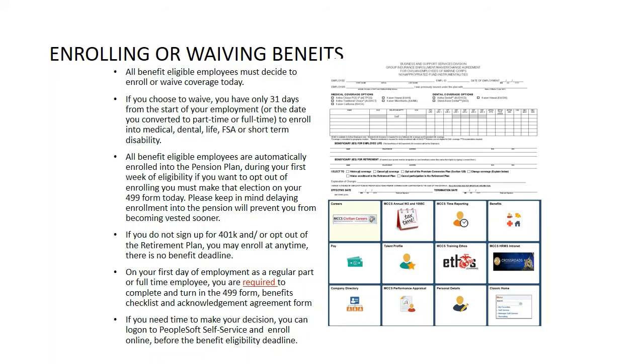If you do not sign up for the 401k or opt out of the retirement plan, you may enroll at any time. There is no benefit deadline. On the first day of employment as a regular or part-time employee, you are required to complete and turn in the 499 form, benefits checklist, and acknowledgement agreement form. If you need time to make your decision, you can also log into your PeopleSoft self-service and enroll online before the benefit eligibility deadline.